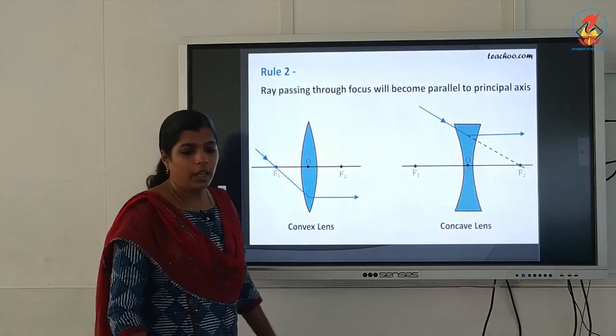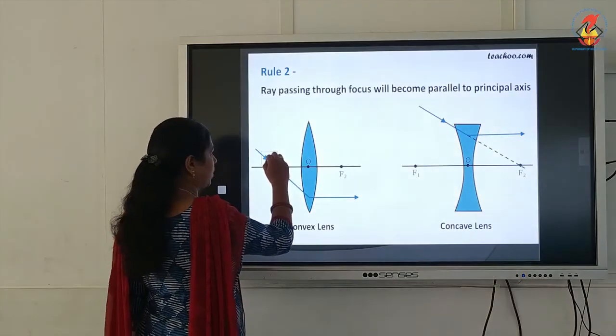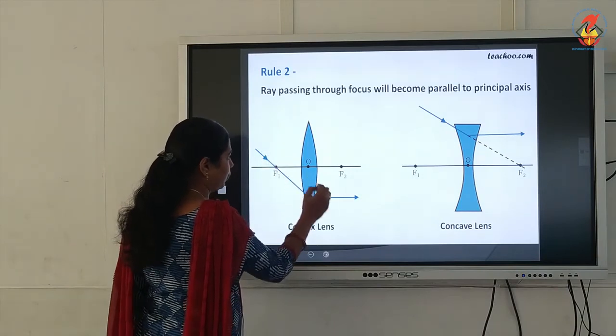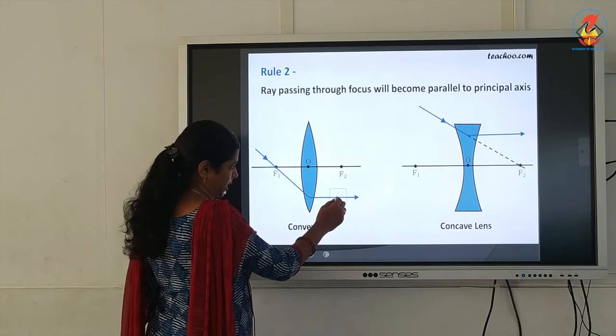That is, a ray of light which is passing through the principal focus, after refraction, emerges parallel to the principal axis. This one: a ray of light passing through the principal focus, after refraction, emerges parallel to the principal axis.